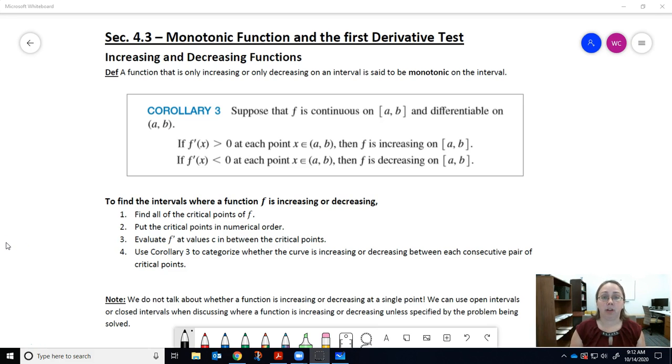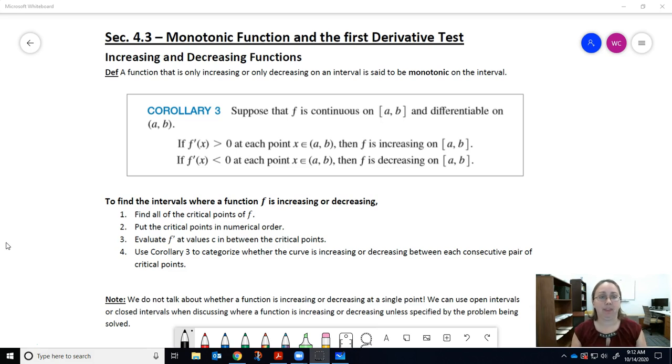So we're talking about graphing, and to start off we need some tests. The first test we're going to talk about is the first derivative test. This is extremely important, but before we can talk about the actual test itself, we have to define what it means for a function to be increasing or decreasing.